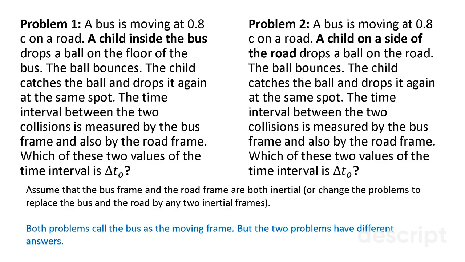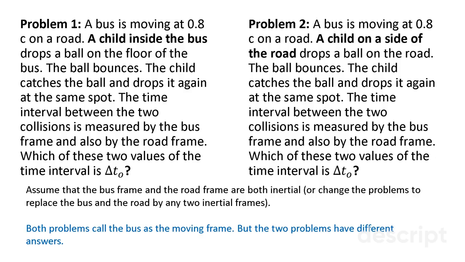In problem 1, a child inside the bus is dropping the ball, and in problem 2, a child on the road is dropping the ball. In both these problems, assume that the bus frame and the road frame are both inertial. In reality, they are not exactly inertial, but for the sake of these problems, assume that they are. Or if you want, change the problems to replace the bus frame and the road frame by any two inertial frames.